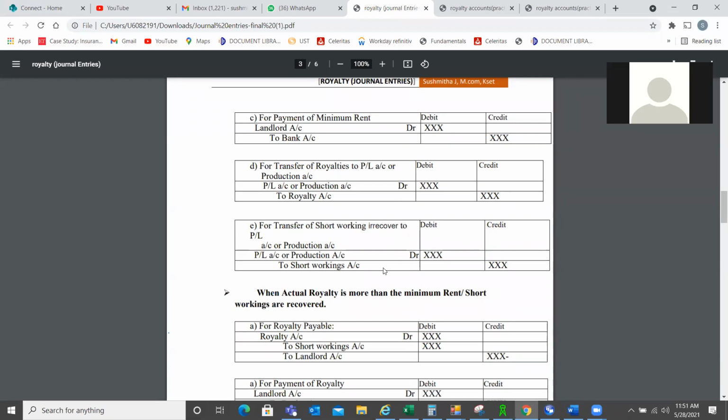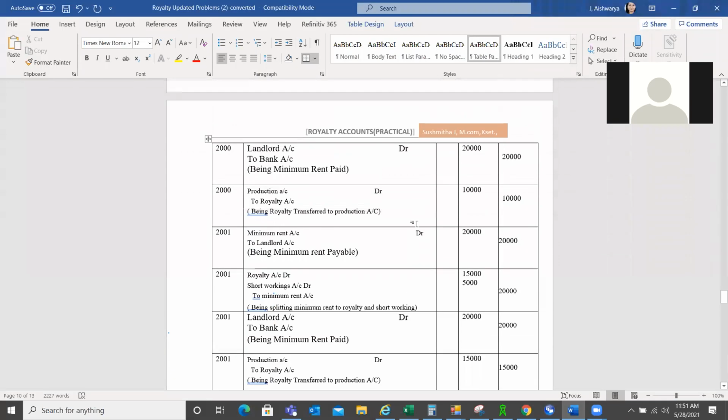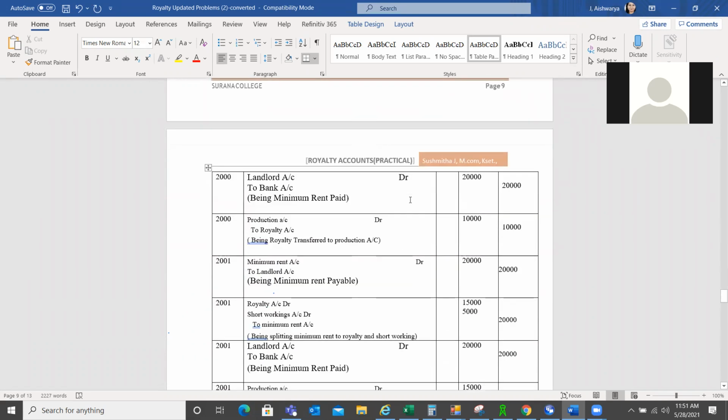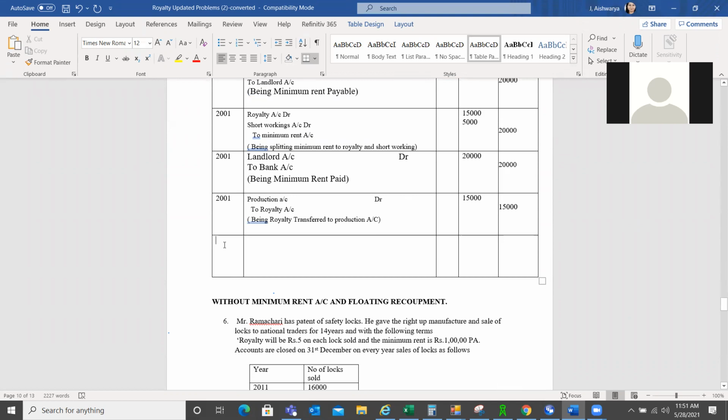Gopal, next, should we have to record the irrecoverable entries? Okay, already. Look at this. I'll show you the analytical table. In 2001, do you have any irrecoverable entries? No, ma'am. Then should we have to record? No, ma'am. Then what do we have to do? We have to go to the 2002 entries, right? We have to start writing the 2002 entries.